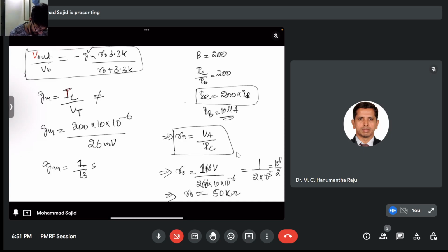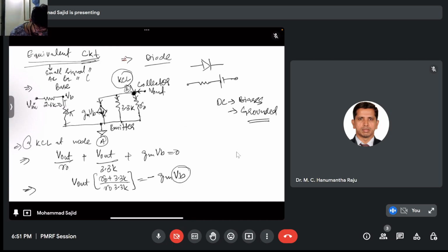So this is how you will do this. This is your equivalent circuit. This is how you do KCL at this node. You have to just write V output at KCL at this node. You will get a V output in terms of VB, and you will proceed as it is.